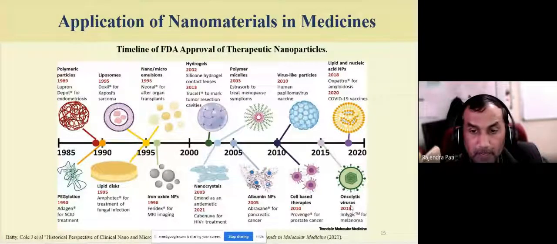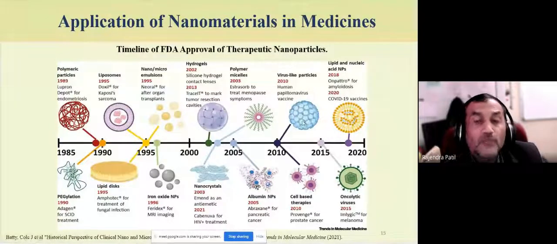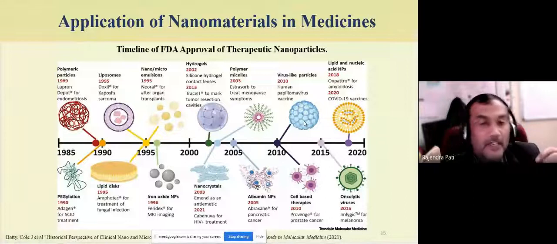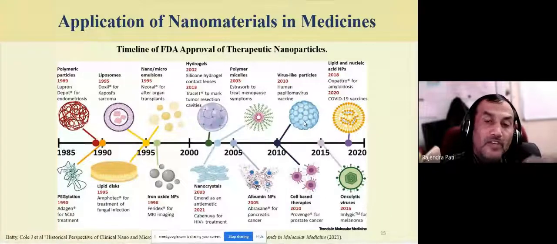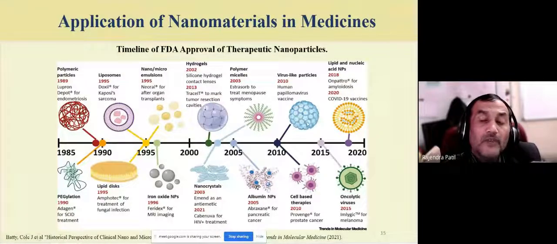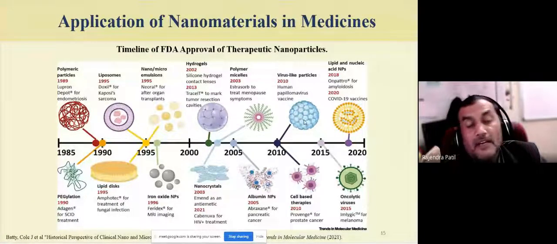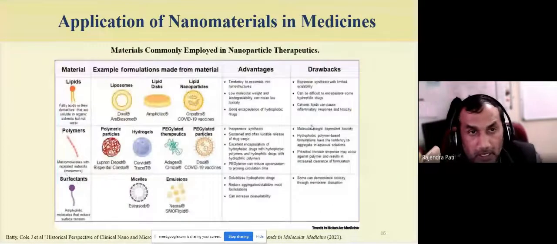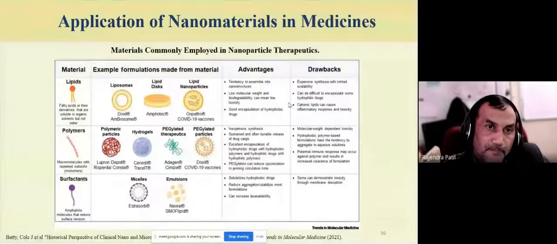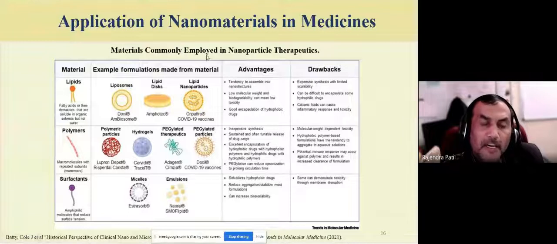And recently, virus-like particles, that is, the virus itself, are used as a nanomaterial. The capsid of the virus is used as a nanomaterial, and the cargo of the drug is delivered because that capsid has a precise receptor that can be targeted to the precise cells. These are the materials commonly employed in nanoparticle therapeutics.